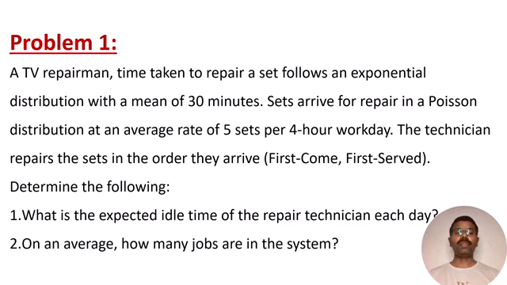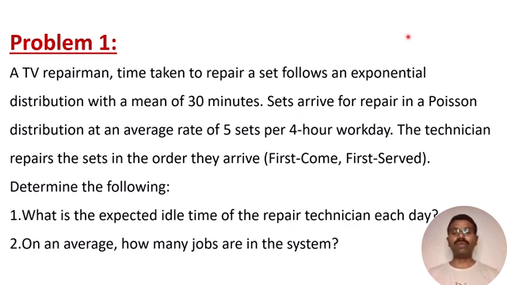Let us solve one problem based on this model 1. A TV repairman's time taken to repair a set follows an exponential distribution with a mean of 30 minutes. Sets arrive for repair in a Poisson distribution at an average rate of 5 sets per 4-hour work day. The technician repairs the sets in the order they arrive, first come first served. Determine the following: what is the expected idle time of the repair technician each day, and on an average how many jobs are in the system. So these are the things we need to find out.